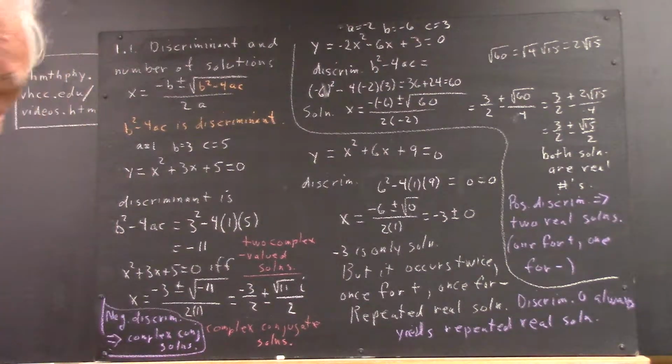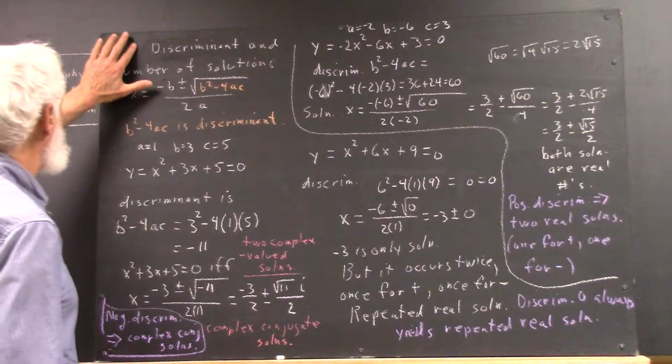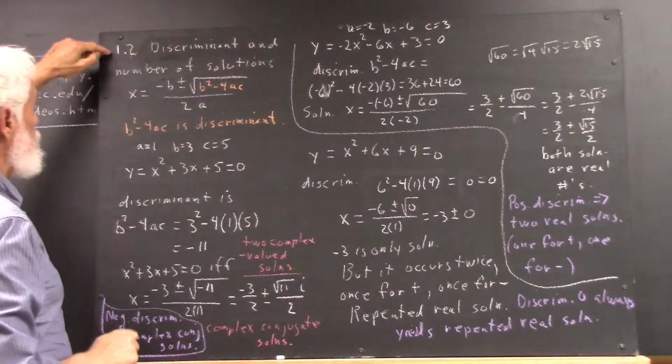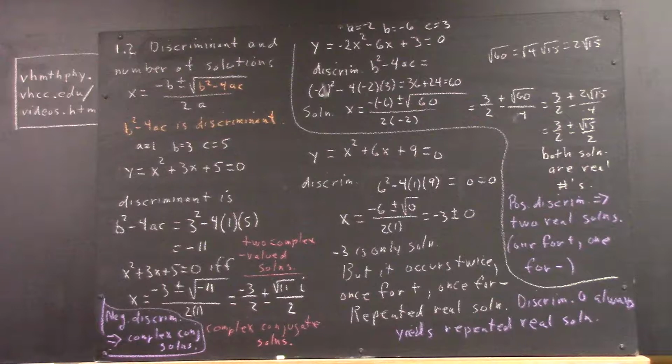Okay, now for 1.2, I'm going to use the same stuff I used for 1.1. This is the second problem on the first batch. Okay, we're using the quadratic formula to solve a quadratic equation.